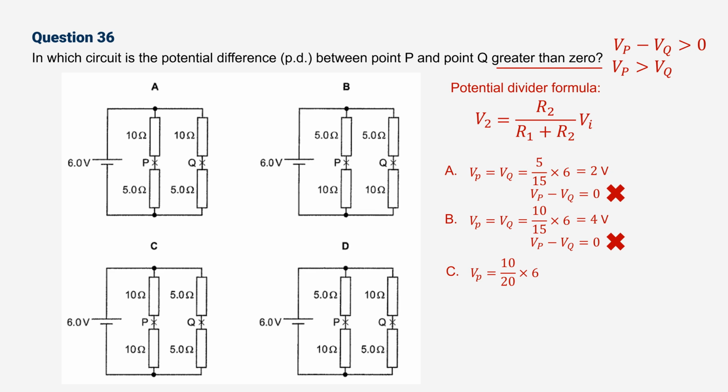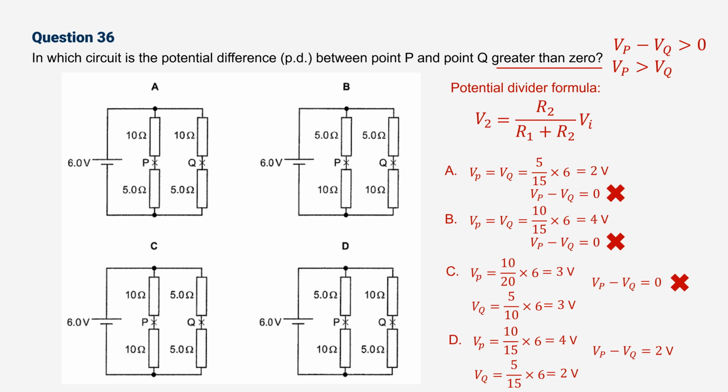We calculate VP, which equals 10 over 20 times 6, giving us 3 volts, while VQ equals 5 over 10 times 6, which again gives us 3 volts. From here, VP equals VQ, so the difference is still 0, hence this is not the correct answer. Alright, now we go to the last circuit. VP equals 10 over 15 times 6, which gives us 4 volts, while VQ equals 5 over 15 times 6, which gives us 2 volts. So the difference, VP minus VQ, equals 2 volts. Hence, the answer will be D.